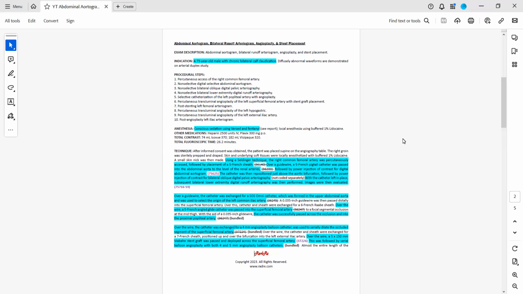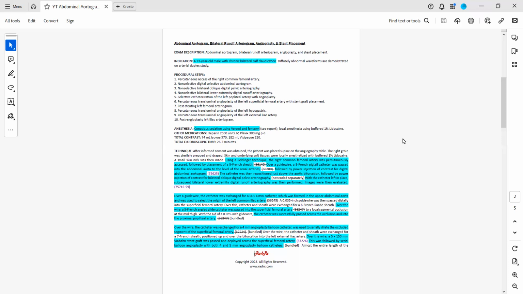So we see that the physician did an injection of contrast for an abdominal aortogram, then mentions that the catheter was repositioned just above the aortic bifurcation, and then did an injection of contrast for digital pelvic arteriography. Then with the catheter in the same place, did a bilateral lower extremity runoff. And then it says images were evaluated. So here we see an abdominal aortogram was performed, the pelvic aortogram, and the bilateral extremity runoff study.